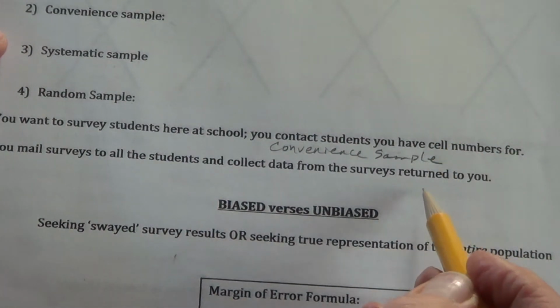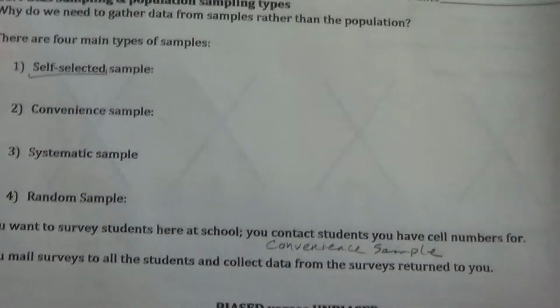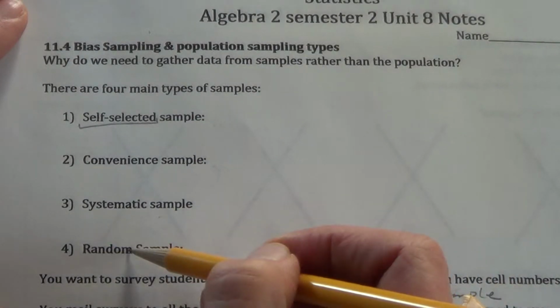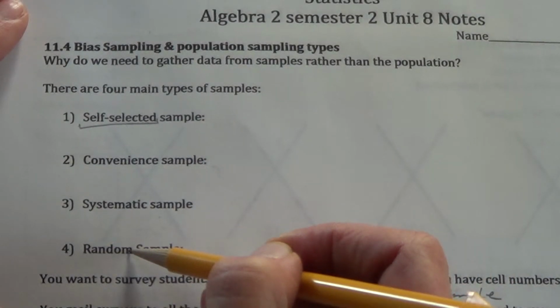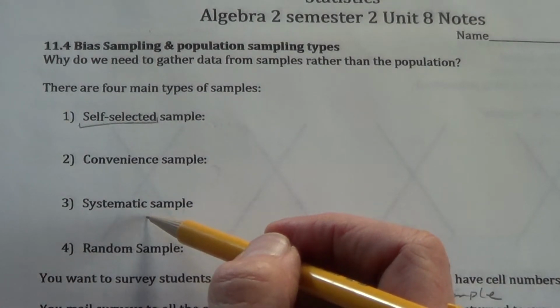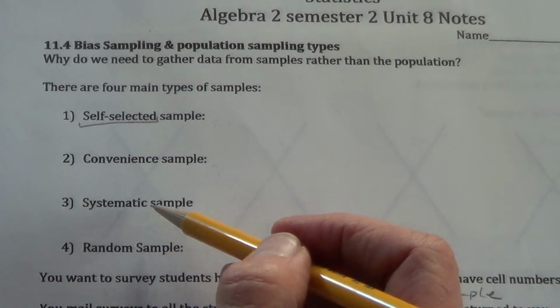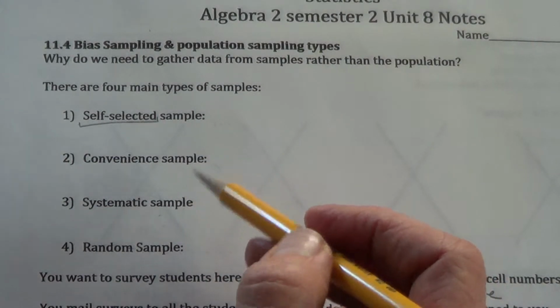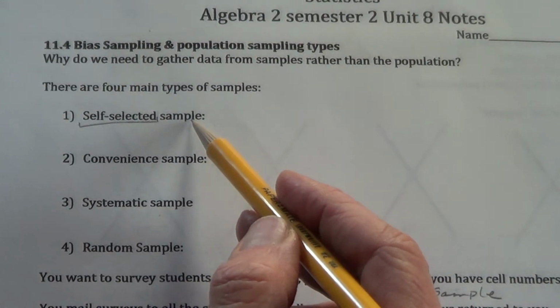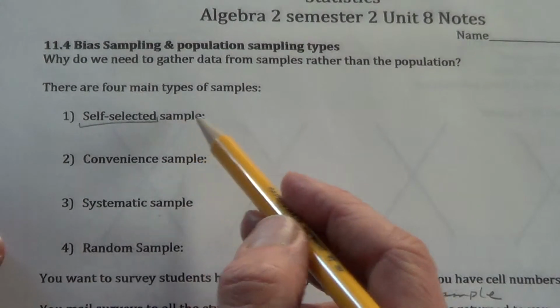Okay, next one. You mail surveys to all the students and collect data from the surveys returned to you. Well, that wasn't very convenient this time, was it? If you mailed them to everyone, it's not random because everyone got one. It's not really systematic because you're not saying that you're going to mail them to a certain number of students or that you're selecting just certain ones as they're returned to you. It is a self-selected sample because though you mailed to everyone, they chose whether or not to respond, and so they selected themselves as being part of your sample. So that is self-selected.